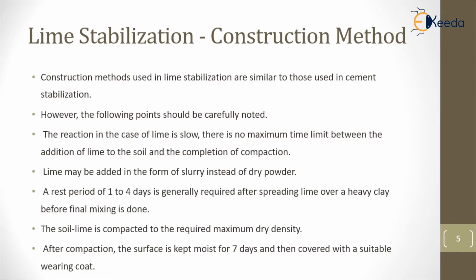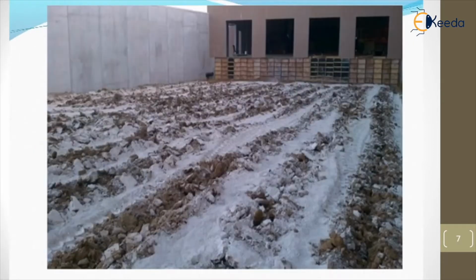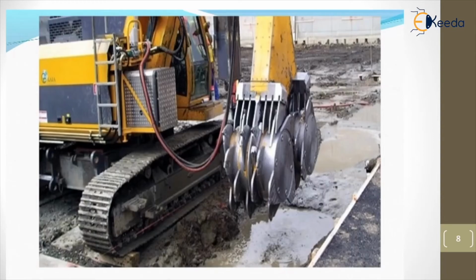The soil lime is compacted to the required maximum density. After compaction, the surface is kept moist for 7 days and covered with a suitable wearing coat. In this figure, you can see a machine mixing the lime with the soil. This is the mixture of soil and the lime. This is the rotary machine used for mixing the soil.